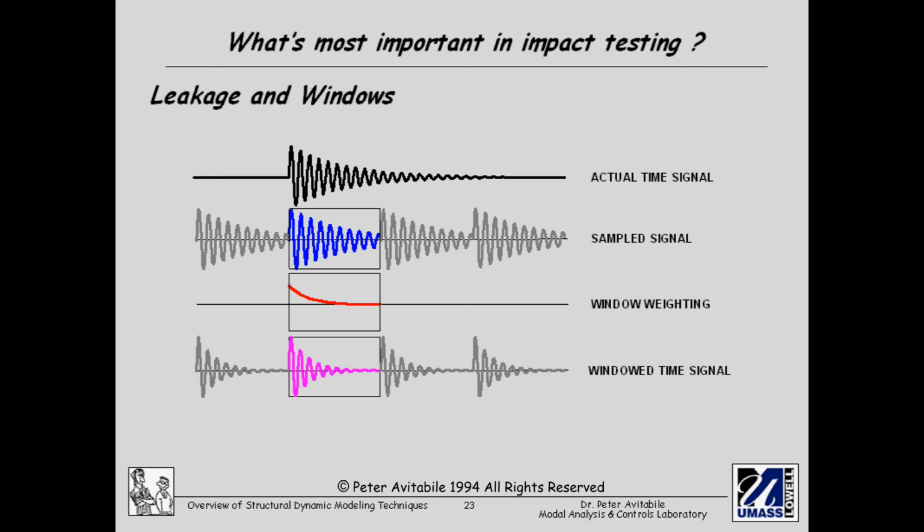One way to do it is by adding windows, and the window that we would add is called an exponential weighting function. These can sometimes distort data, and we'll see a couple of data cases where too much damping was used and it was very hard to really figure out what the modes of the system were.